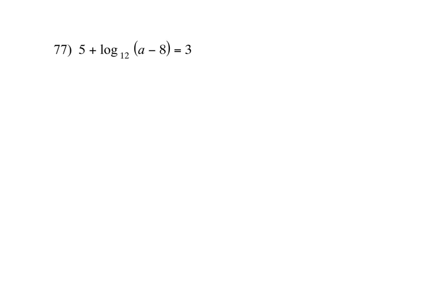Bases cancel out bases. I need to get the log by itself. So I have to subtract a 5. I have log base 12 of a minus 8 equals negative 2. What exponent base do you think I'm going to use here? 12. So 12 to this power equals 12 to this power.